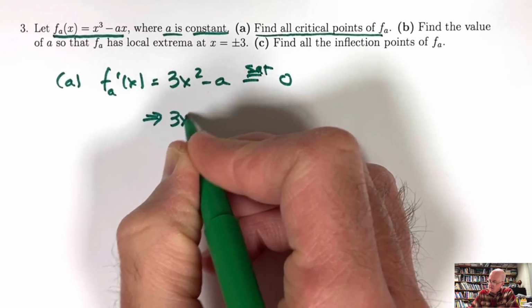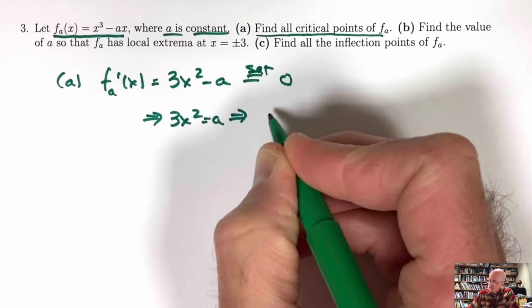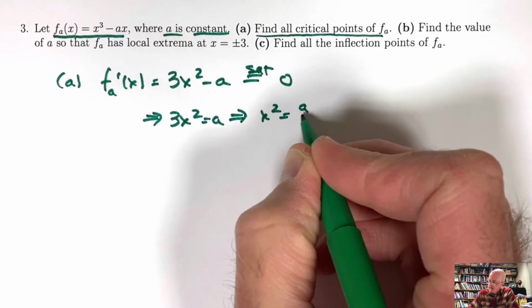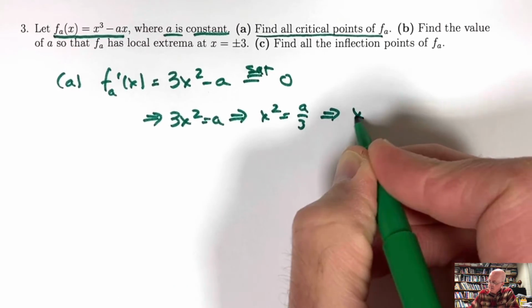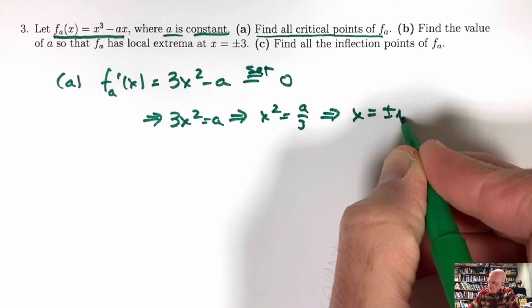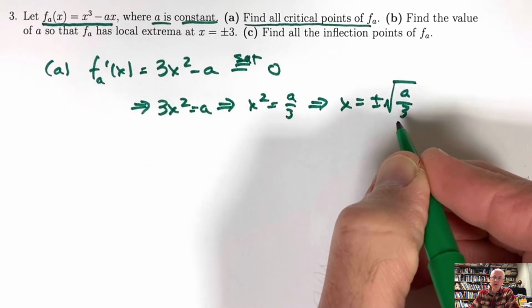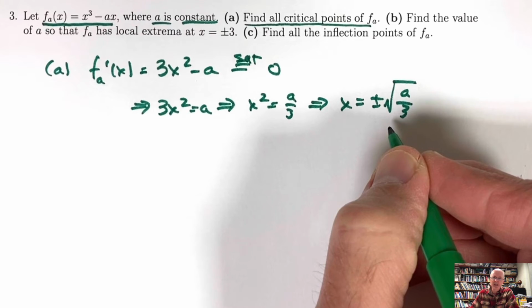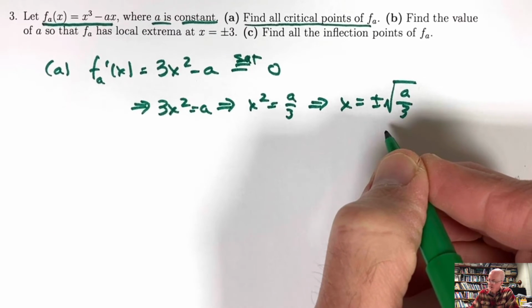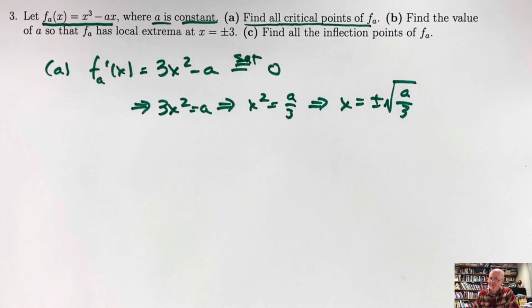You get 3x squared equals a. So x squared is a over 3. So x is plus or minus square root of a over 3, which is only going to be two distinct real numbers if a is positive. It'll be one number, 0, when a is 0, and will be imaginary critical points when a is negative, which for calculus class, you don't think about that, okay? If this was a complex analysis class, you could think about it.